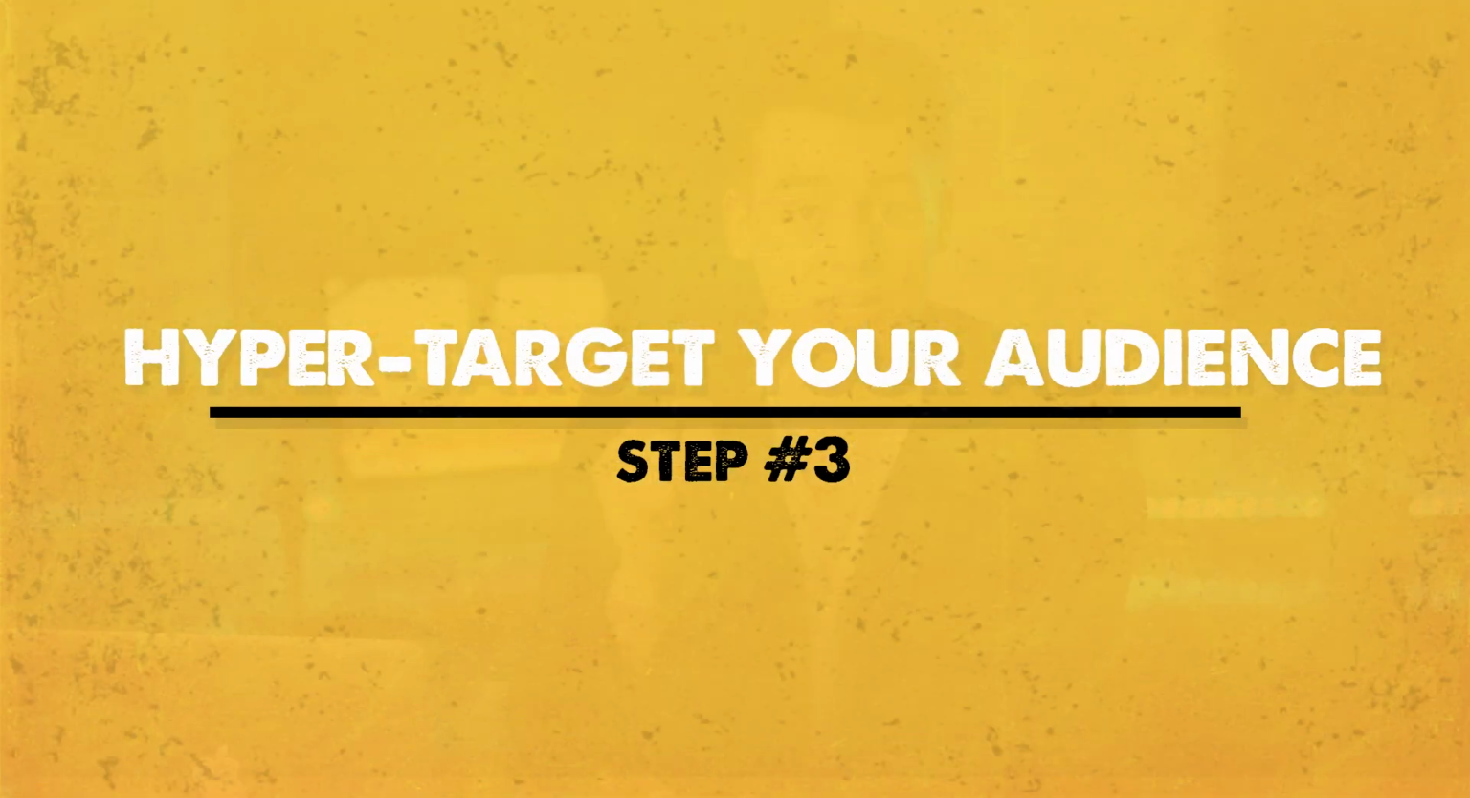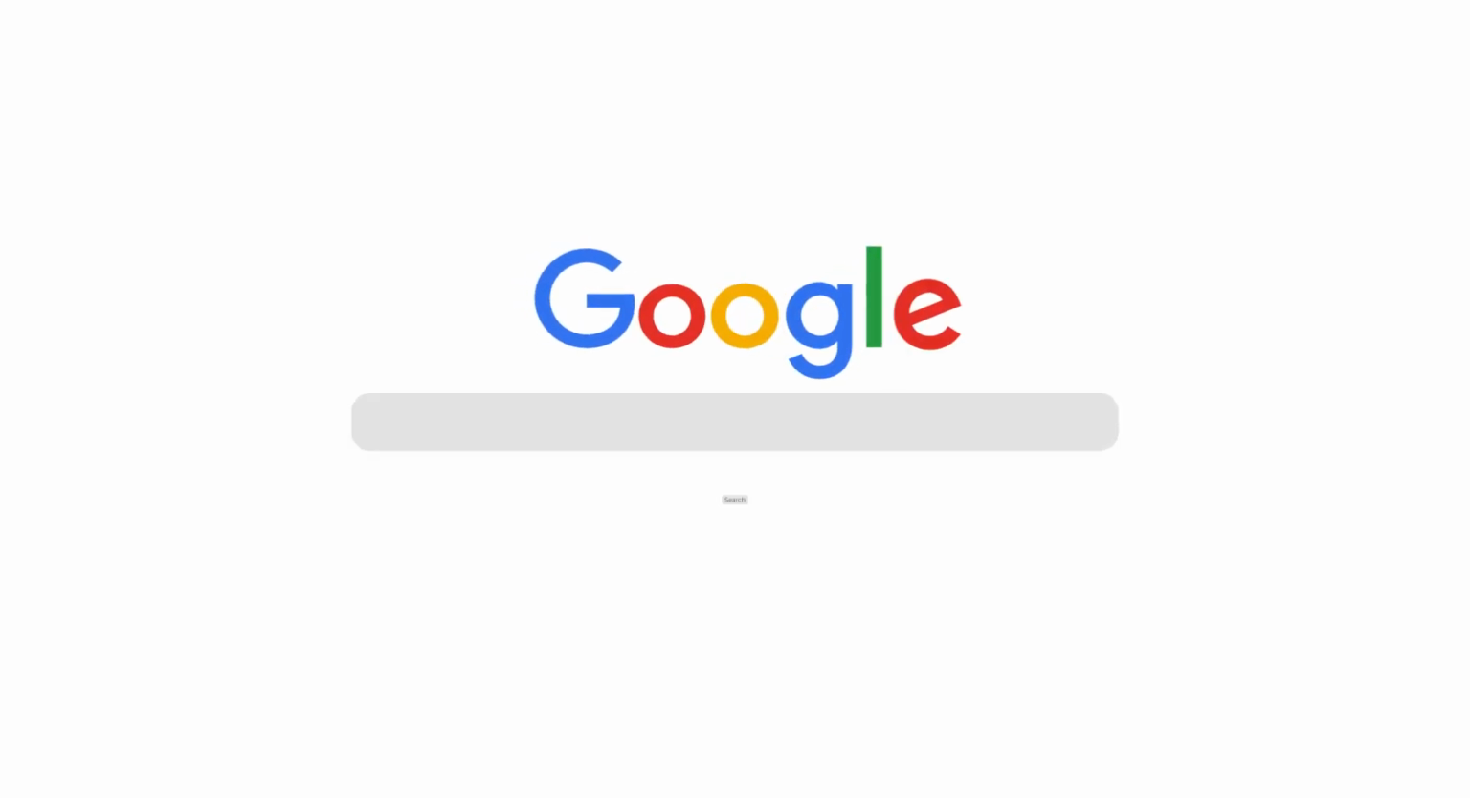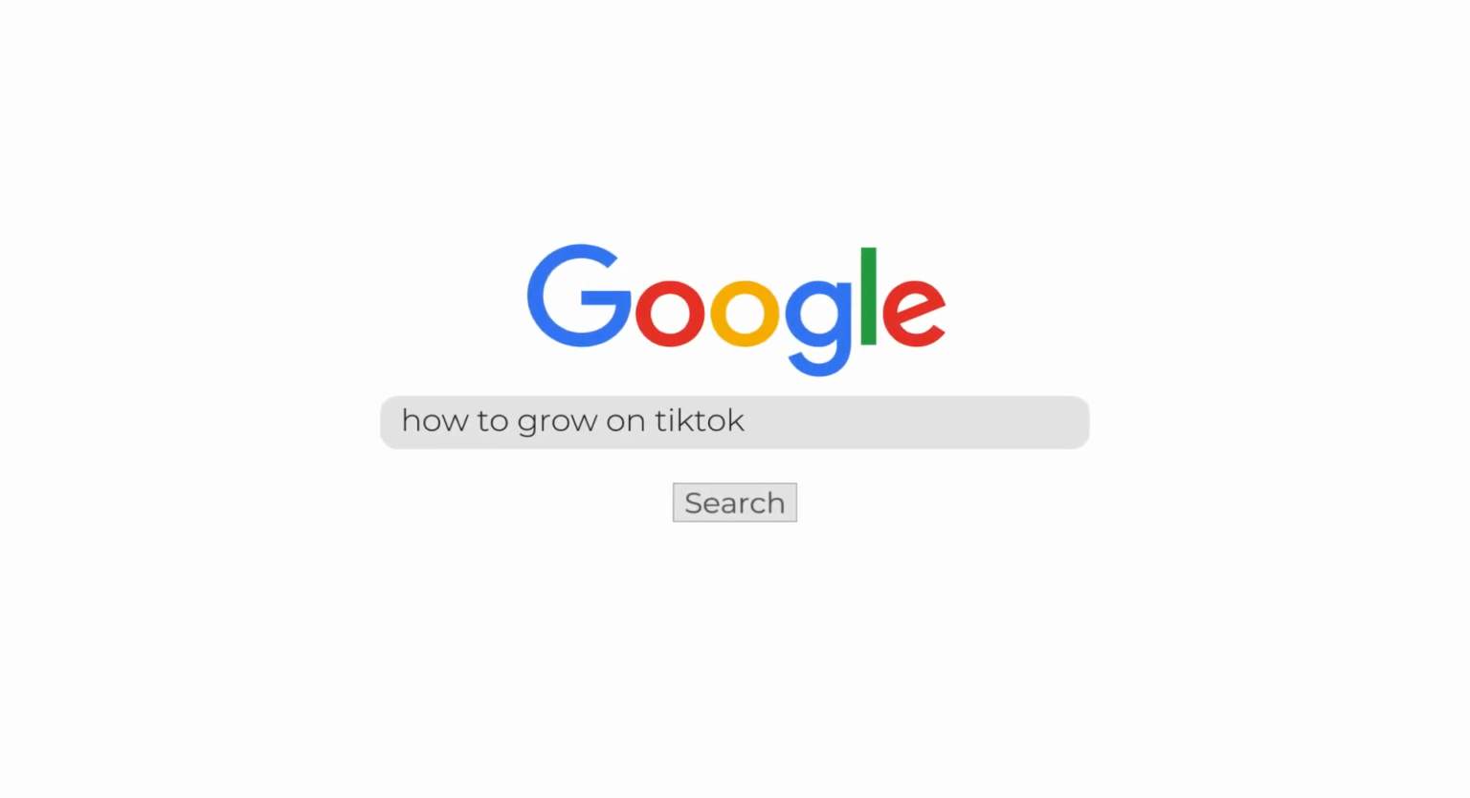Step 3 of creating viral videos is to hyper-target your audience. This is an aspect of TikTok that has improved substantially over the past few months. TikTok really isn't a search engine like YouTube or Google is, and so to put the right content in front of the right people, it's a two-way street, a harmony between the algorithm and the creators. Let me explain what I mean by that.